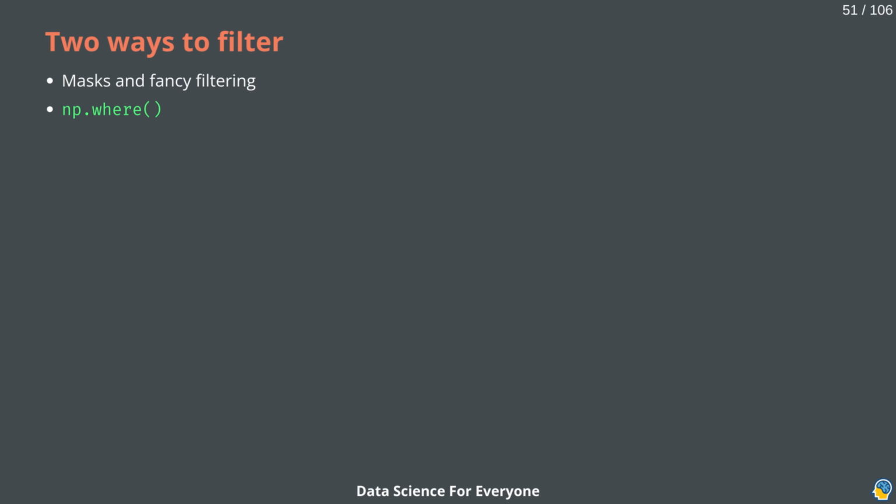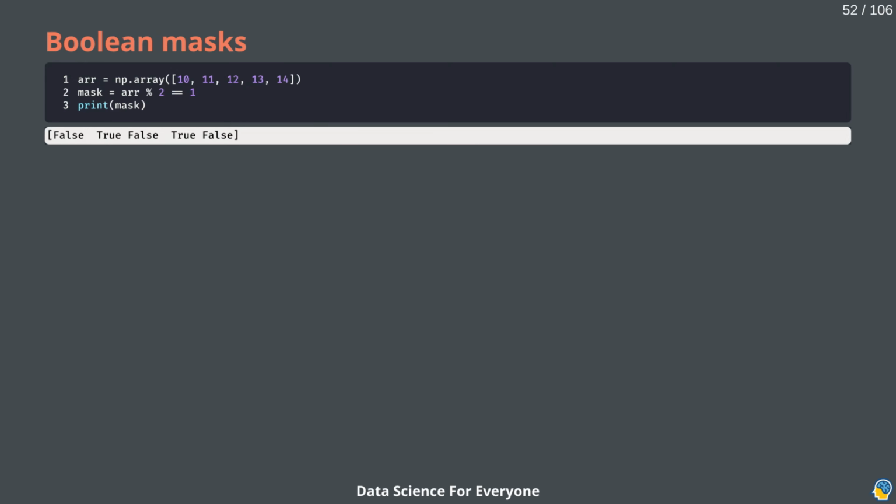We'll begin by looking at Boolean masks. To create a mask, we can check a condition for every item in the array. The result is another array, but this time it's filled with true or false values, depending on whether the condition is met. For example, if we have an array of numbers from 10 to 14 and we want only odd numbers, we can check which ones leave a remainder when divided by 2.